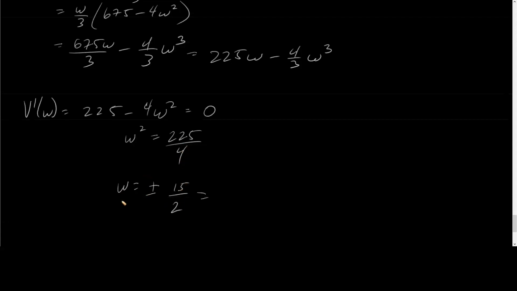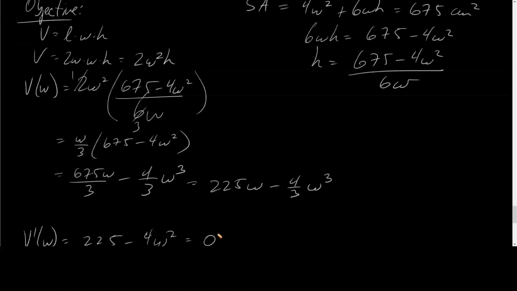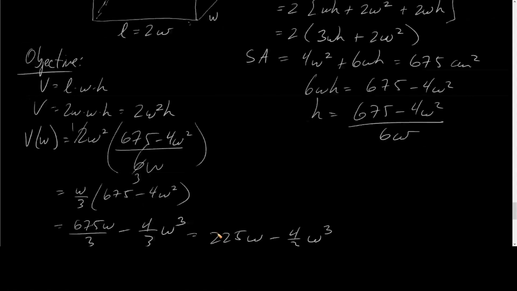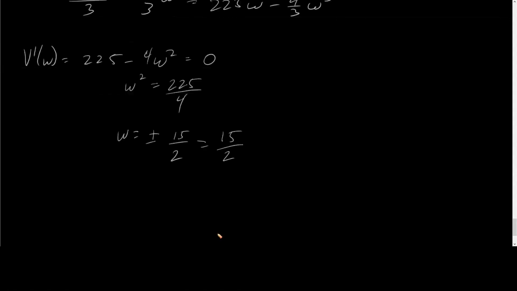In here, this width is a distance, so I'm going to go with 15 halves. And we were given units, right? We were given centimeters as our units. So our width is 15 halves centimeters. All right. Our length was twice the width. So that's going to be, let's do it as 2 times 15 over 2, which is going to give us 15 centimeters.